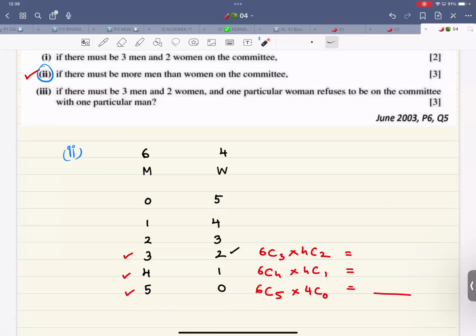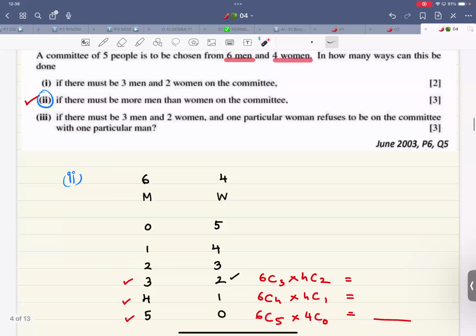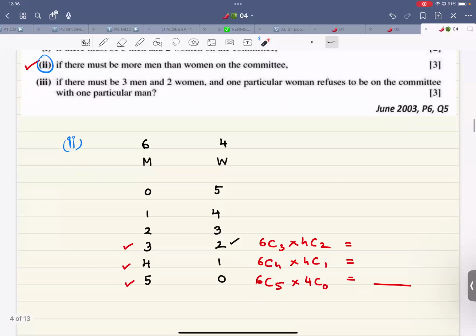Now, the lesson to be learned over here is it's not necessary that part 1 and part 2 are related. Part 1 and part 3 are related. Part 2 was just a filler. There must be more men than women on the committee. So I'm writing all the options. It could be 0 men, 5 women; 1, 4; 2, 3; 3, 2; 4, 1; 5, 0, because the total has to be 5. And then you can select the ones in which there are more men than women on the committee. That's the last 3. Evaluate and then add it up.